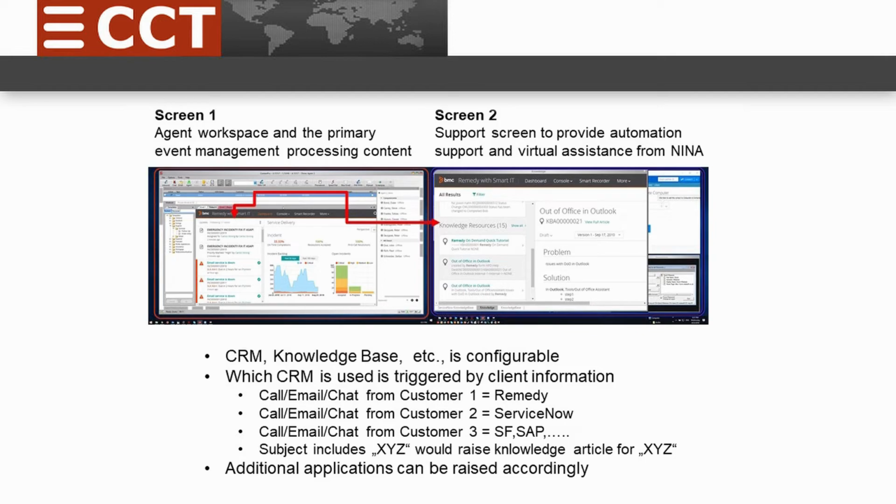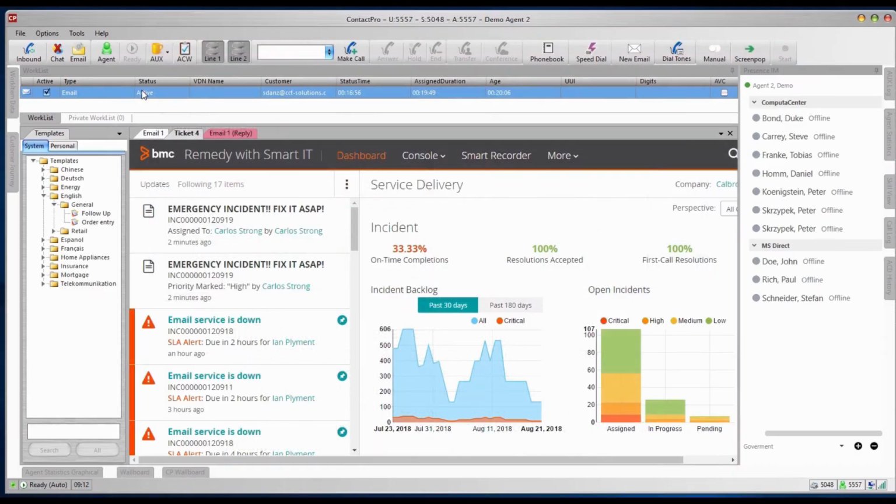Let's now have a look at how the desktop handles multi-channel activities. To do that, ContactPro offers a work item concept. In the work item list, different tasks can be activated or parked for a while. That means, for instance, while you are in an email and a call is coming in with higher priority, the email is postponed. You take the call and then you can go back to the email. That's what we will see in a minute.